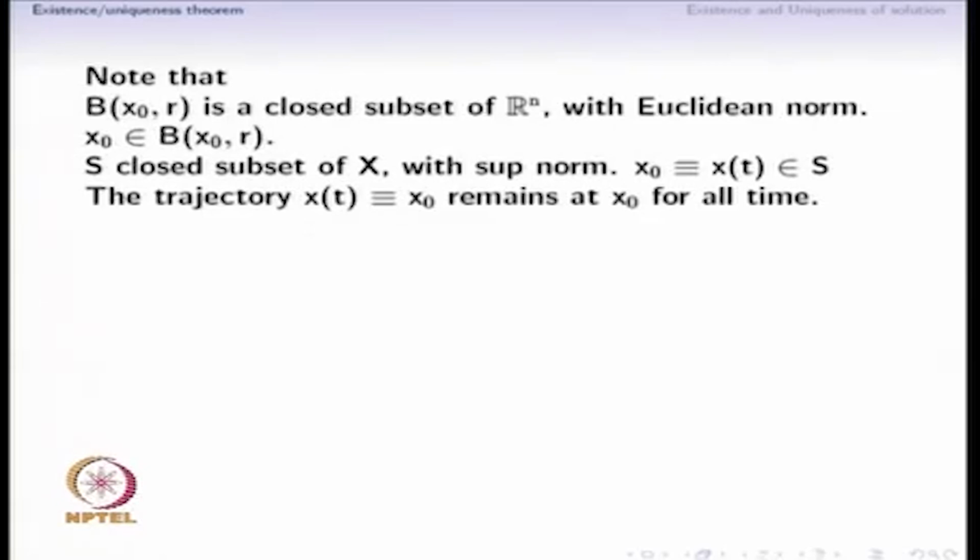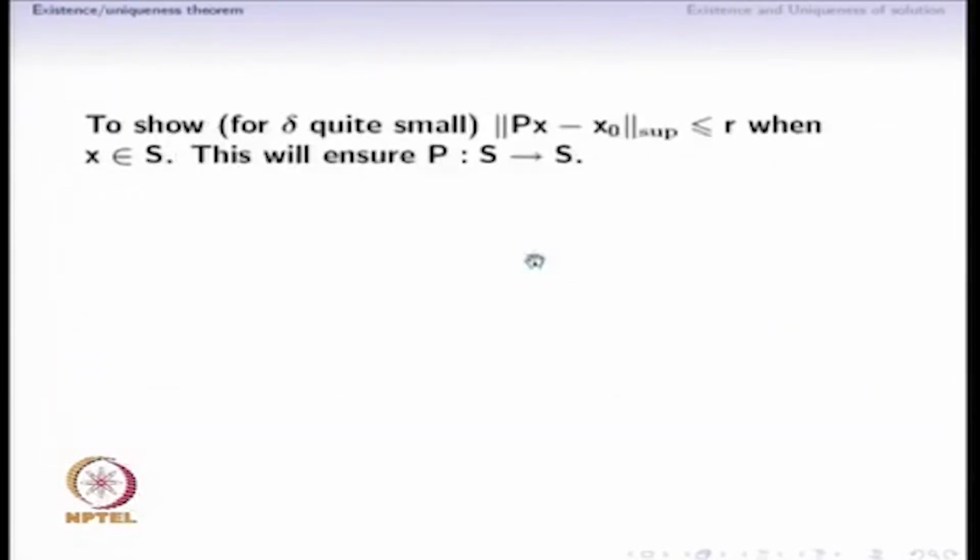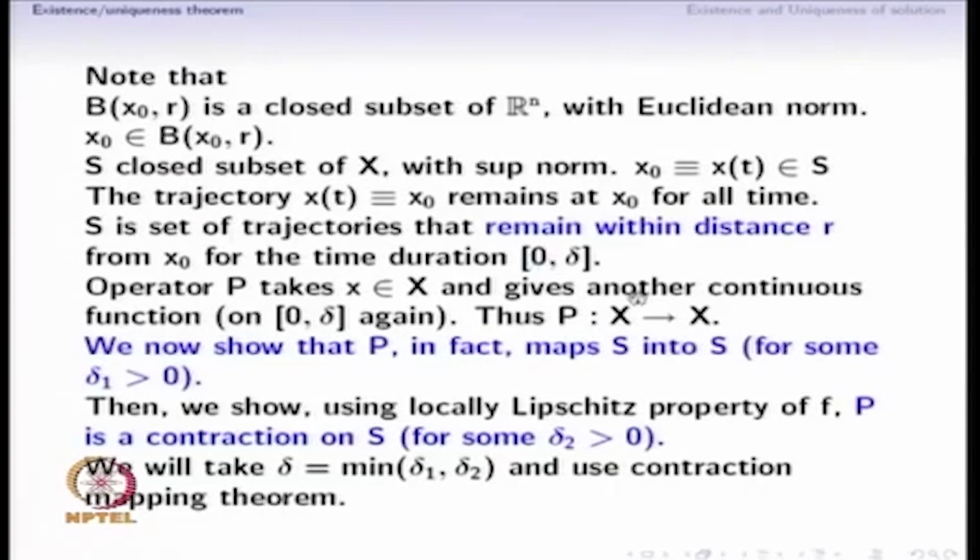So, this constant function is also an element of the set S. What is the meaning of that? The trajectory x of t is always equal to x naught; it remains at x naught for all time t. So, what is the set S? S is a set of trajectories that remain within distance r from the point x naught for the time duration 0 to delta.